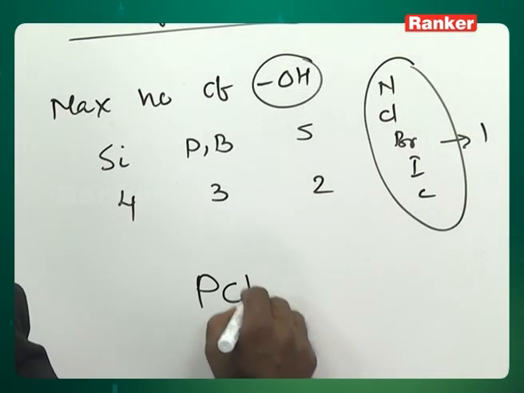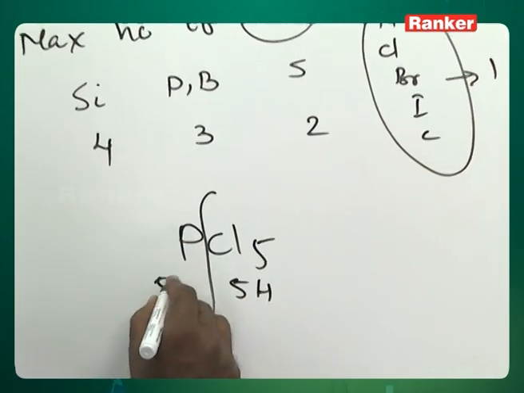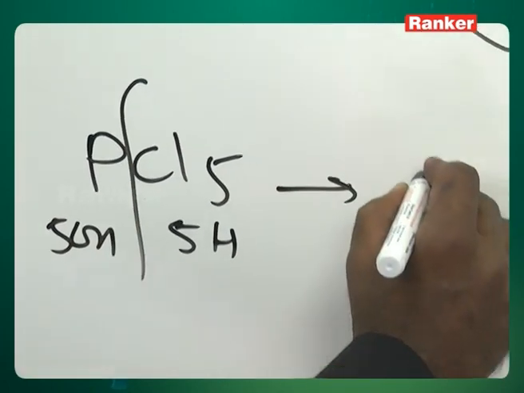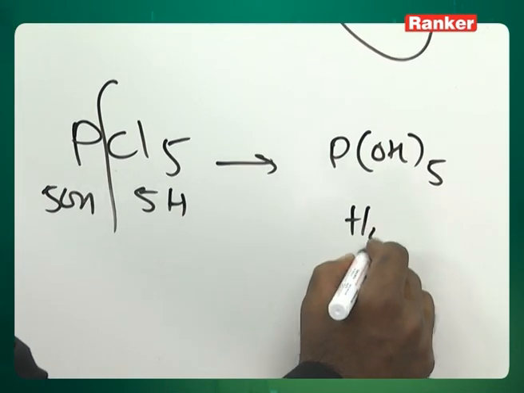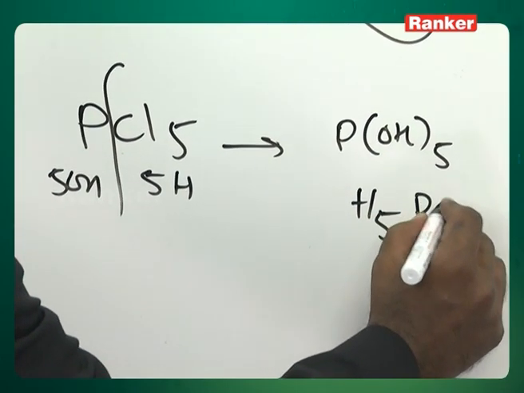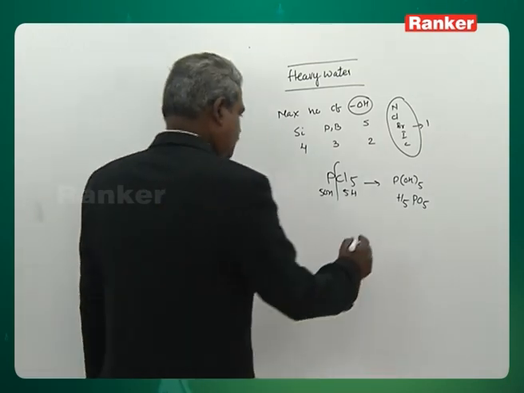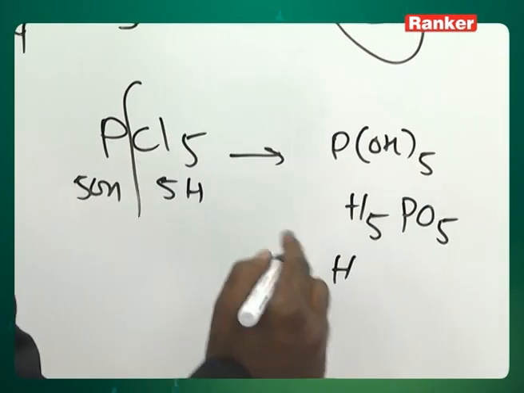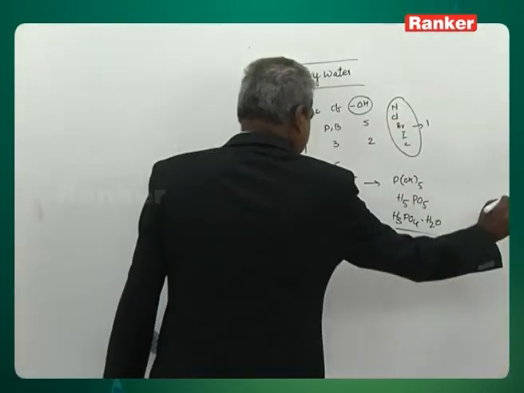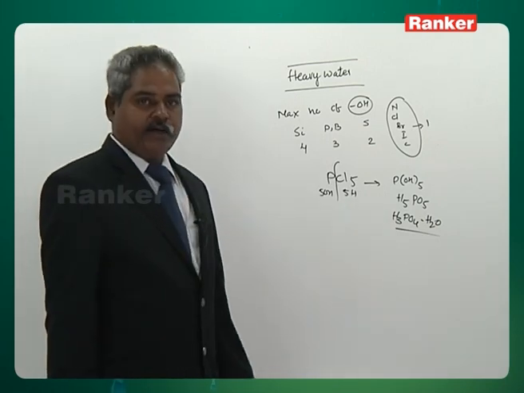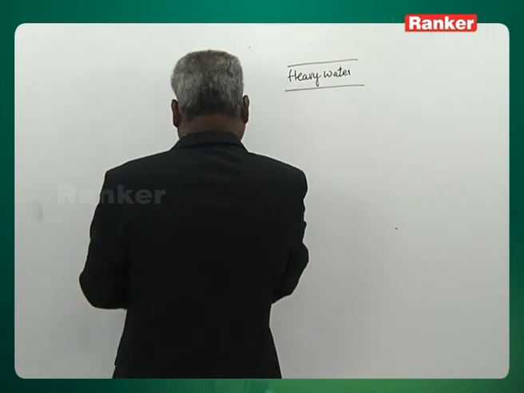So PCl5, when you break normally, 5H, 5OH. You are getting P(OH)5. Nothing wrong in calling it H5PO5. There is nothing wrong at all, H5PO5 is perfectly all right. But it is H3PO4 dot H2O, hydrated phosphoric acid. Maximum number of OH groups that can be permitted.